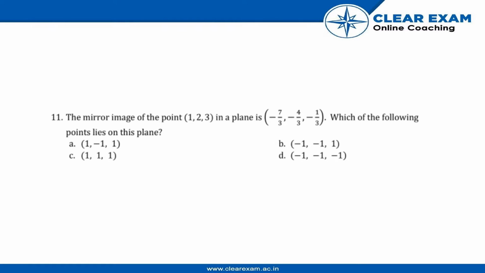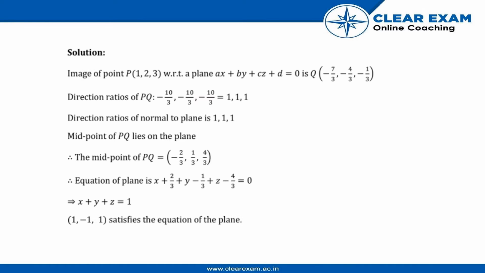So the question is: we have been given that the mirror image of the point (1, 2, 3) in a plane is (-7/3, -4/3, -1/3). So which of the points lies on the plane? Thus the image of the point P is (1, 2, 3). P is the given point with respect to the plane.